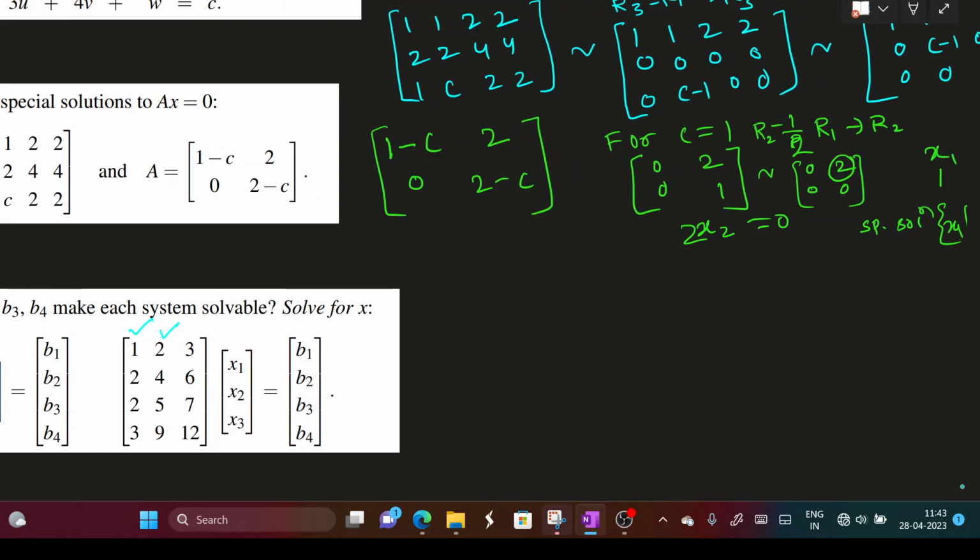So what is the augmented matrix? 1, 2, 3, 2, 4, 6, 2, 5, 7, 3, 9, 12, augmented with b1, b2, b3, b4.